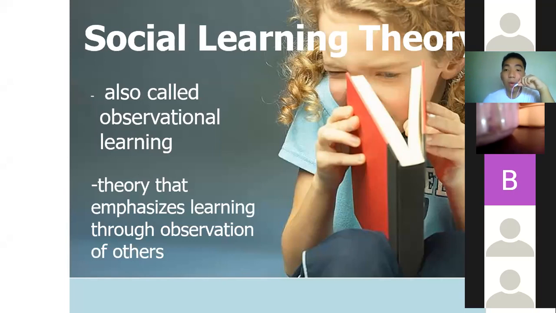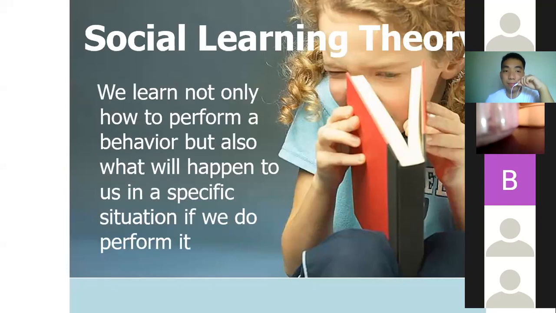That is why when you are in front of them, you do not say bad words, because it is easy for them to imitate. They easily observe. Okay? So, man as a social learning theory.